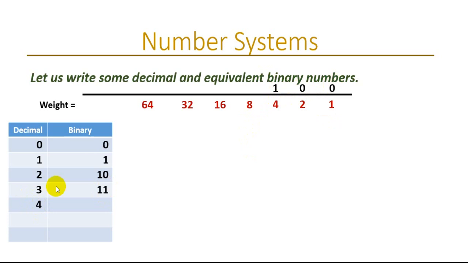So 1 0 0 is 4 in binary. It looks like 100 in decimal, but this is actually not a decimal number. This is a binary number. Now I put this heading: binary number. So 4 is written like this in binary.